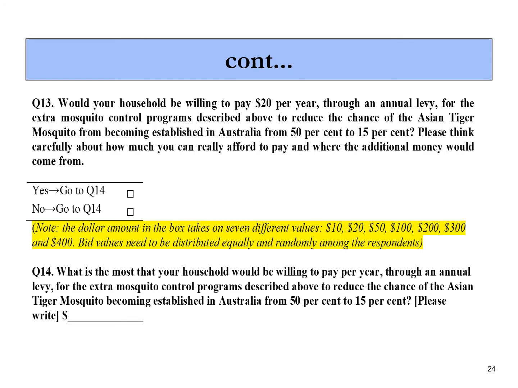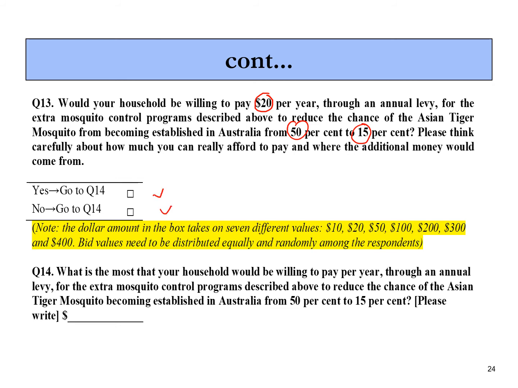You should ask questions with regard to willingness to pay for your proposed program. In this case, they ask, would your household be willing to pay $20 per year through the annual tax for the extra mosquito control programs described above, to reduce the chance of the Asian tiger mosquito becoming established in Australia from 50% to 15%? So they can say yes or no.